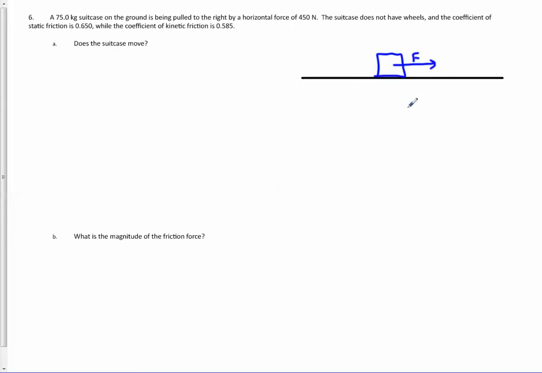So here's a picture of the situation. It's a very simple situation. We're just on horizontal ground and we're pulling an object with a given force. But we also have friction.